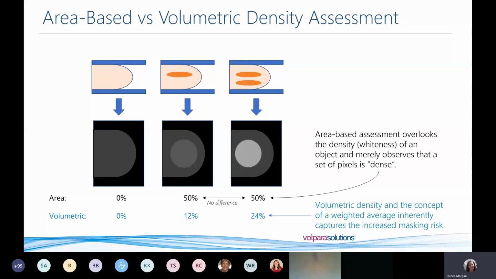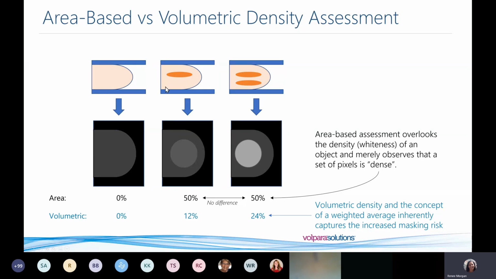We'll talk about area-based versus volumetric density. In the first schematic here, we see that the breast is compressed. We see absolutely nothing interrupting that X-ray beam, and we would all agree that there's 0% fibroglandular density here. The middle schematic shows us a tiny little island of glandular tissue, and when compressed, it looks like it's about half of the breast. The third schematic shows us another two islands of fibroglandular tissue, and when compressed, still looks like it's about half of the breast, although it's a little bit whiter.